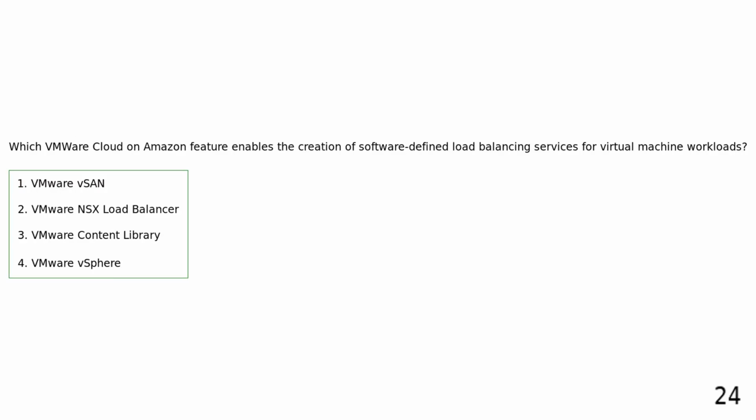Which VMware Cloud on Amazon feature enables the creation of software-defined load balancing services for virtual machine workloads? VMware vSAN. VMware NSX Load Balancer. VMware Content Library. VMware vSphere. The VMware NSX Load Balancer enables the creation of software-defined load balancing services for virtual machine workloads within VMware Cloud on AWS, ensuring high availability and scalability.